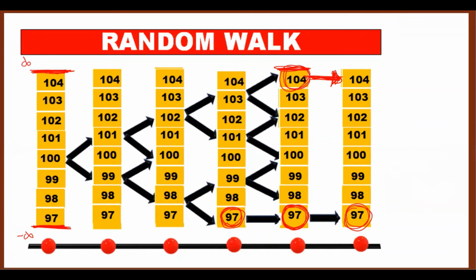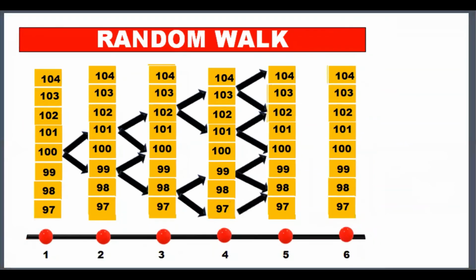Stop means, what is the probability that you will go to 105 from here? 0. What is the probability that you will go to 96 from here? 0. What is the probability that you will stay at 97? 100%. That is what we need to write. Here this is the example.